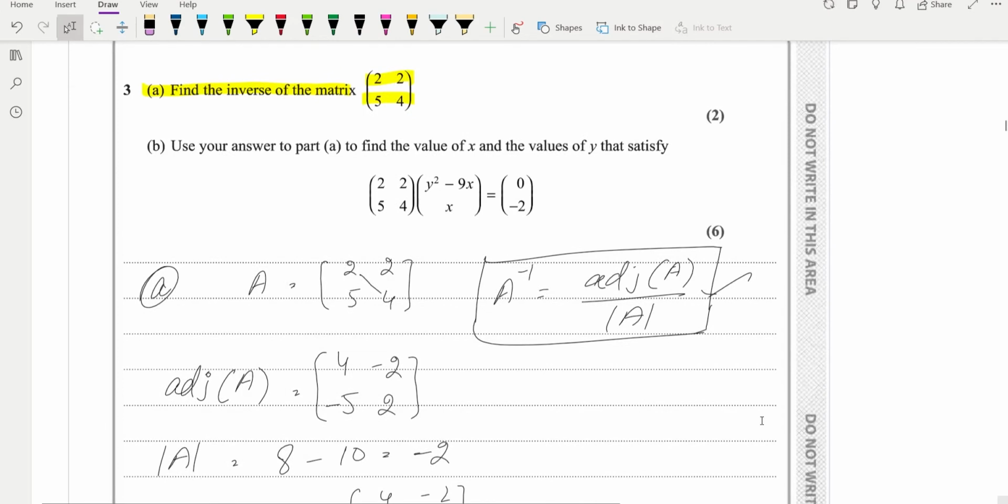Now for the B part, they are saying use your answer to part A to find the value of x and the value of y that satisfy this equation.